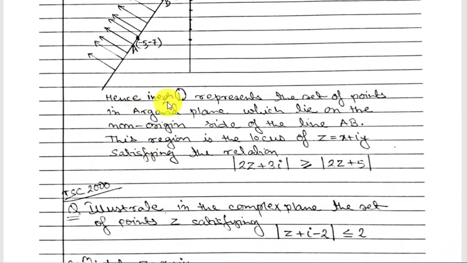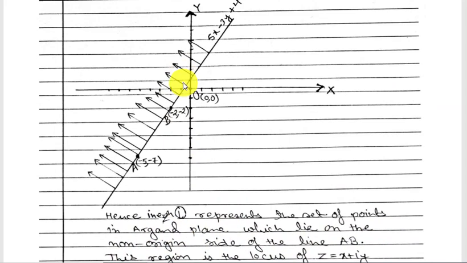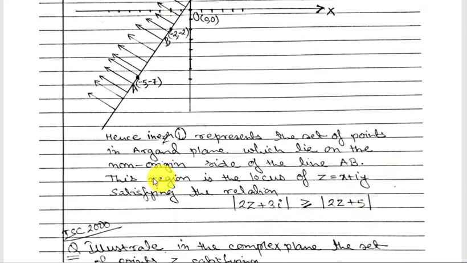So hence inequation 1 represents the set of points in the Argand plane which lie on the non-origin side. Why non-origin side? Because this is the region which does not contain the origin. That's why it's called the non-origin side of the line AB. This region is the locus of z equal to x plus iy, satisfying the relation.